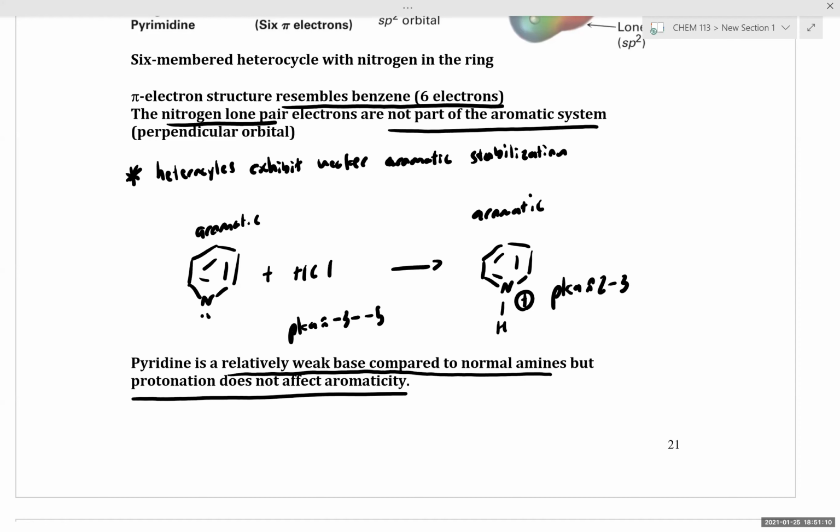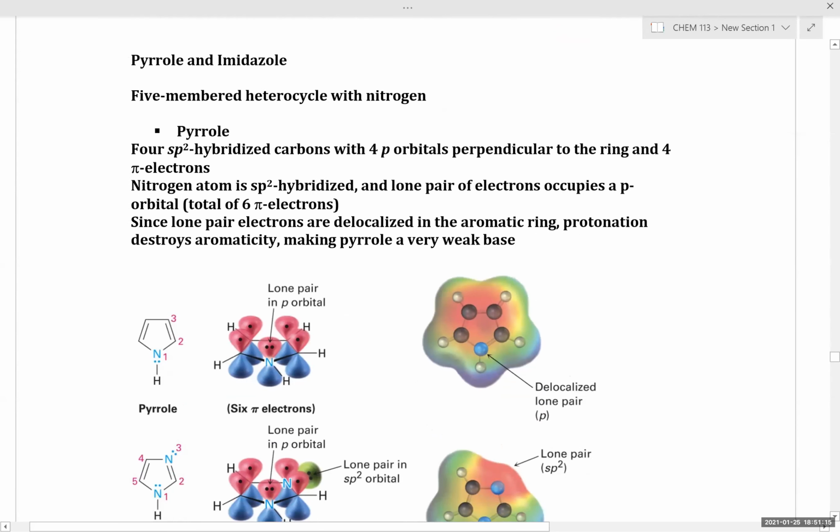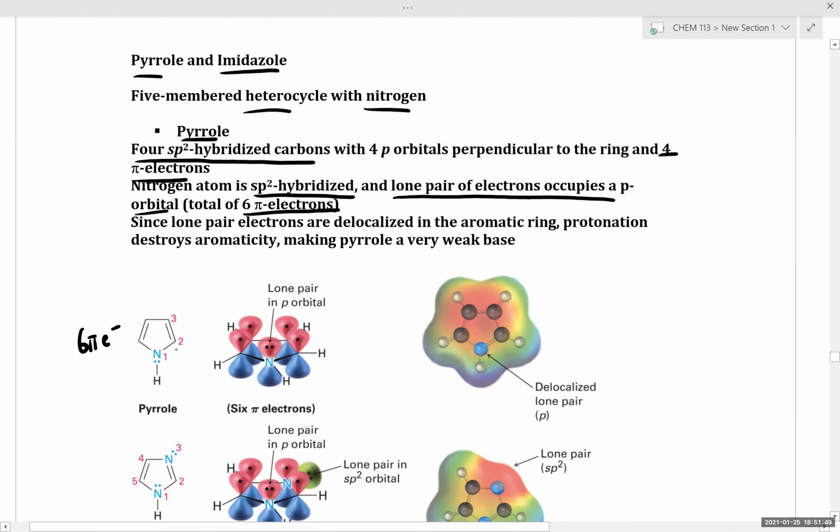Now, why am I bringing this up? Well, we're going to look at a follow-up example of pyrrole and imidazole, where our lone pair has dramatically different properties. Pyrrole and imidazole are 5-membered heterocycles with a nitrogen atom. Pyrrole has 4 sp2 hybridized carbons and has 4 pi electrons. The nitrogen atom is sp2 hybridized, and the lone pair of electrons occupies a p orbital for a total of 6 pi electrons. So this is an aromatic system.